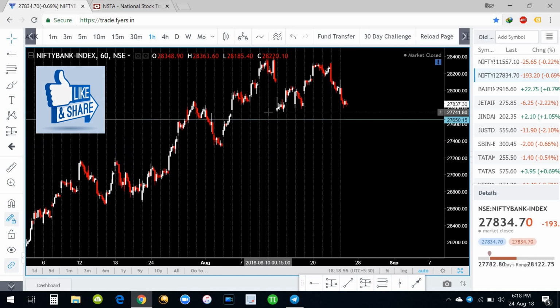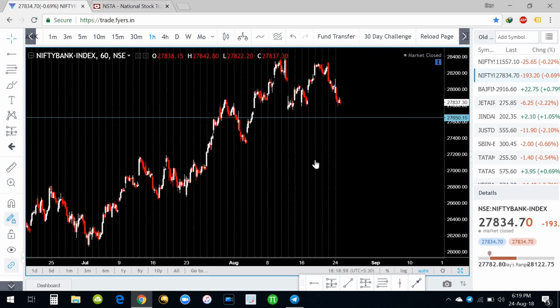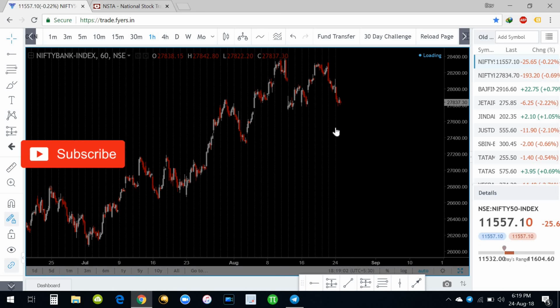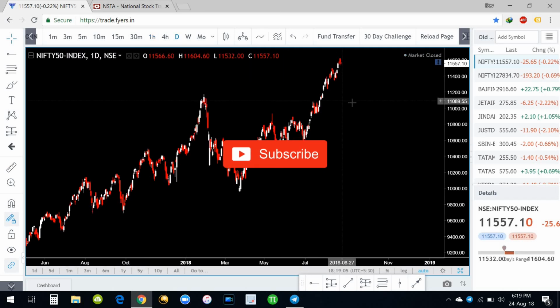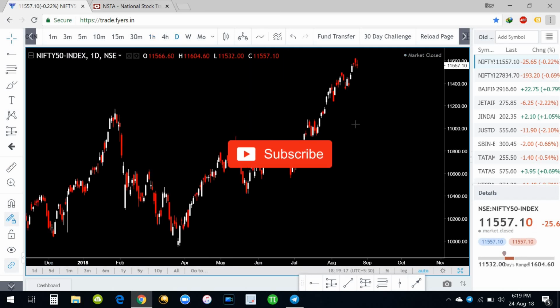So Bank Nifty was the one which we traded this week in the trading room, not the Nifty. But yes, now the Nifty is getting ready for the potential moves which we always look for. So that's the update on Nifty.